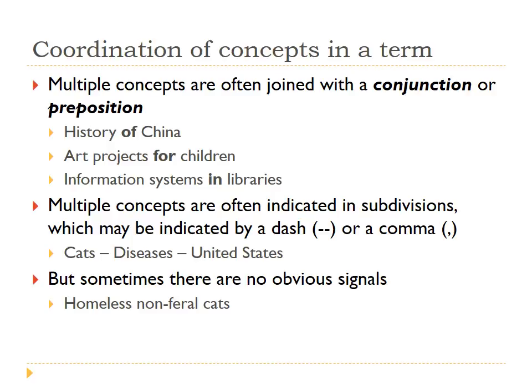But sometimes it's not that obvious, right? So here we have the example, homeless, non-feral cats. There's obviously multiple ideas happening in this term. It's representing multiple different topics combined together. The idea of homelessness, the idea of non-feralness, and the idea of cats. But there's no easy identifier, there's no dashes, there's no prepositions, but it is clearly a pre-coordinated term.